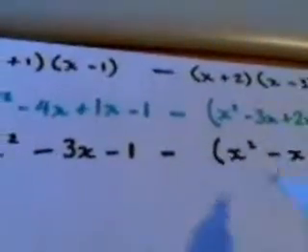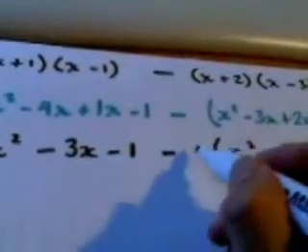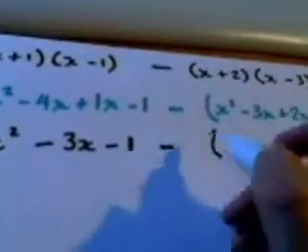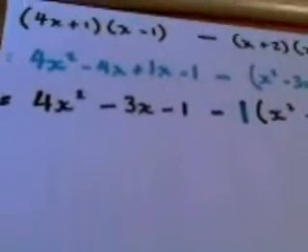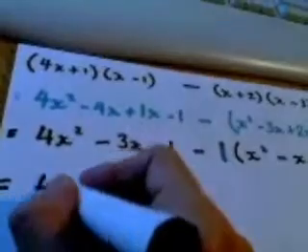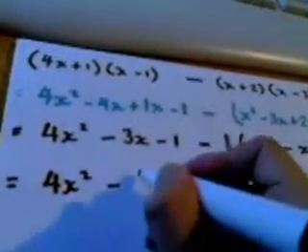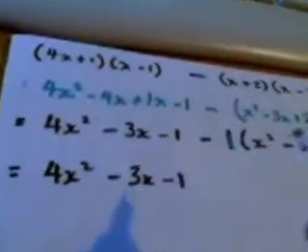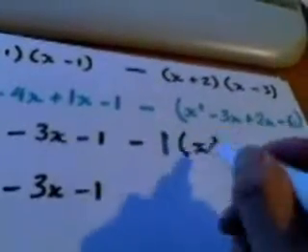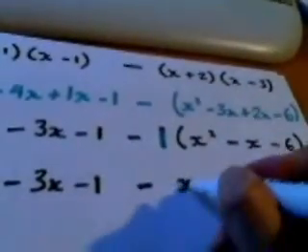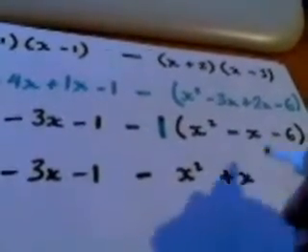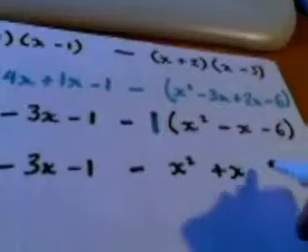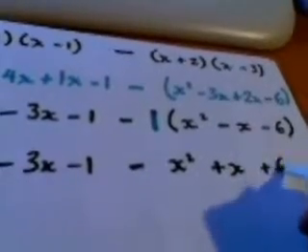Now we've got these brackets here we need to remove, and there's no multiplier apparently in front of these brackets. So what we're going to do is we're going to remember to put our 1 in there to help us expand the brackets correctly. So simply going to restate the first expression, 4x squared minus 3x minus 1. And we've got minus 1 times x squared is minus x squared. Minus 1 times x gives me plus x. Minus 1 times minus 6 gives me plus 6.